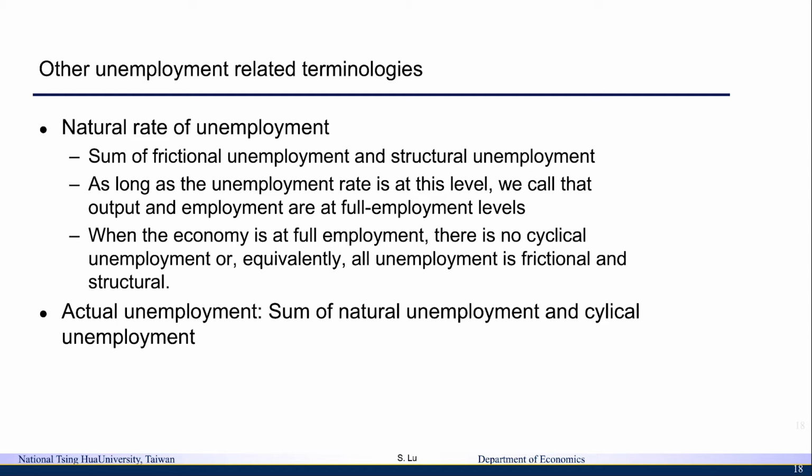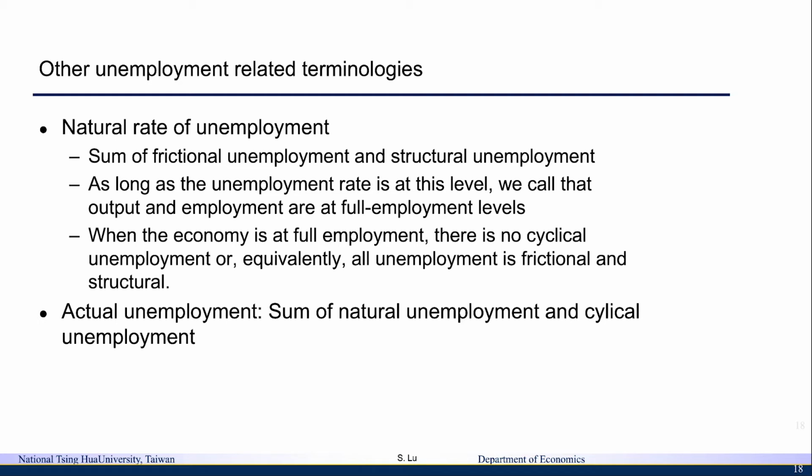So if the economy is at a full employment level, then it means that there is only frictional unemployment and structural unemployment. In other words, there is no cyclical unemployment when the economy is at full employment level, and the natural rate of unemployment will equal the frictional unemployment plus the structural unemployment. So finally, the actual unemployment is the sum of the natural unemployment and the cyclical unemployment. That is because the natural unemployment is the sum of the frictional unemployment and the structural unemployment.